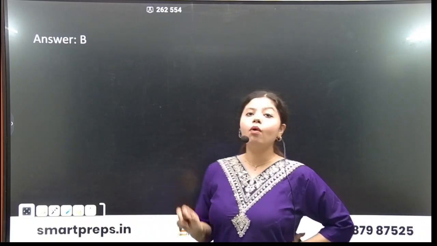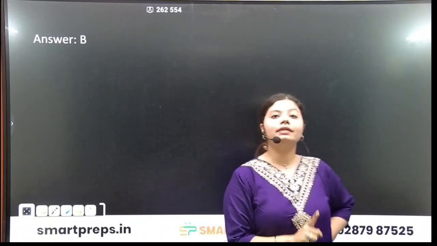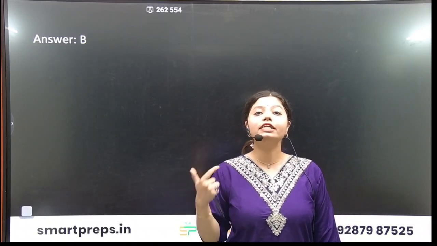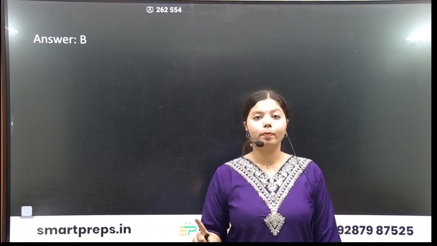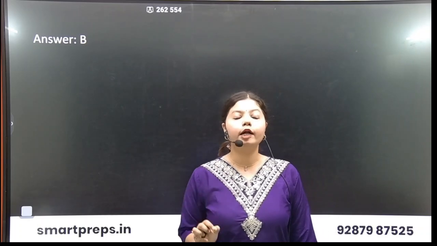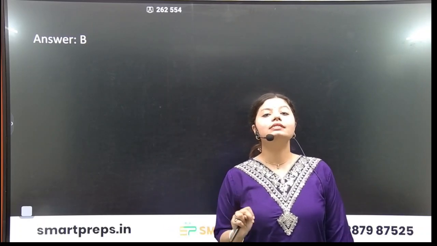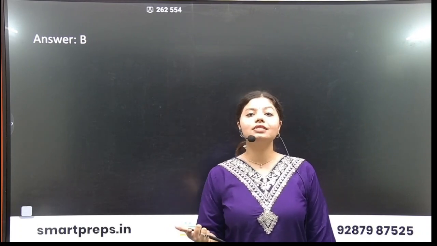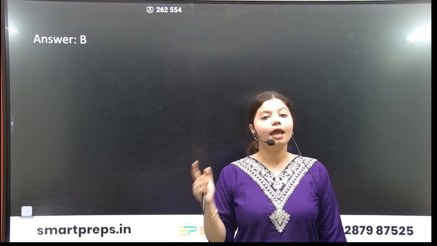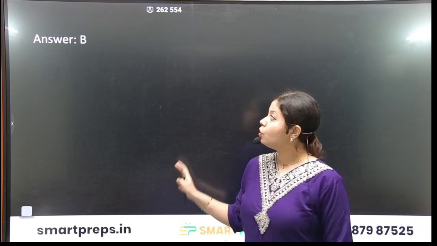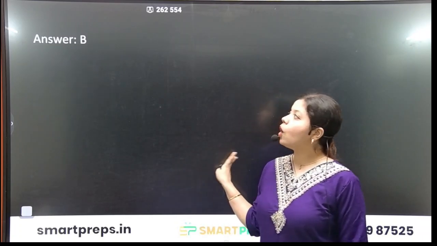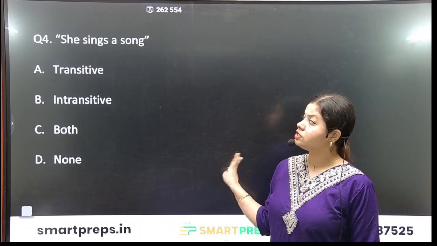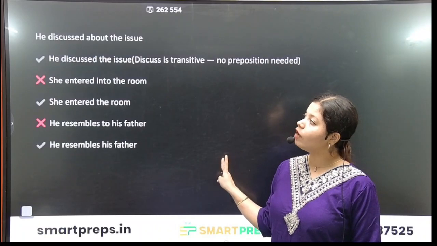So now we know the rule that when it is about transitive, there is an object. When it is about intransitive, there is no object. And there will be certain verbs which will be applied in both the cases, but they will play different roles. And when discuss is there, it will never take any preposition. So on the basis of all these tricks and concepts, I brought 15 questions, and we solved them together.